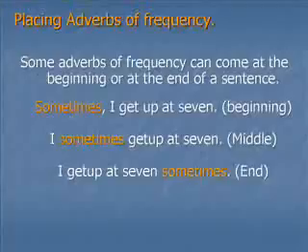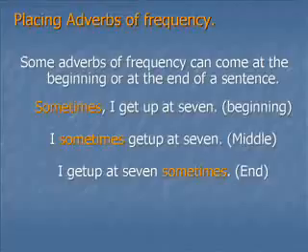Now observe the next sentence. I sometimes get up at 7. So here you can see that it is the same thing, that sometimes is an adverb of frequency, and it is coming between subject and the verb get up. Now the third sentence, I get up at 7 sometimes. So here adverb of frequency is coming at the end of the sentence.